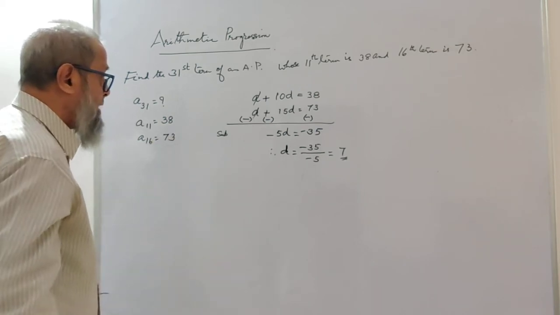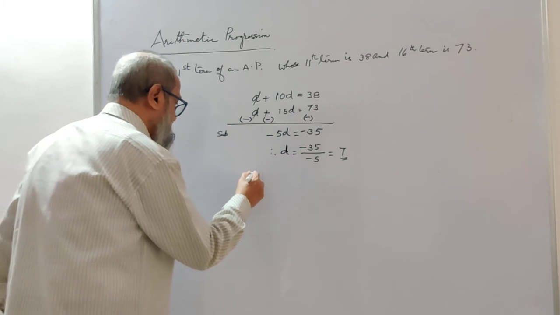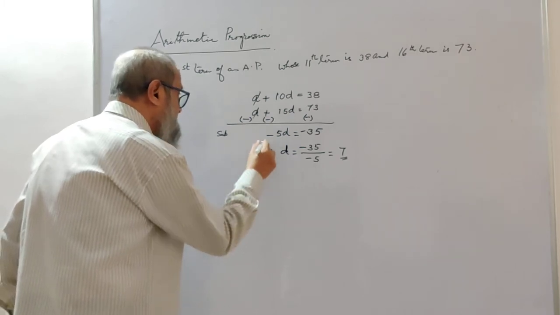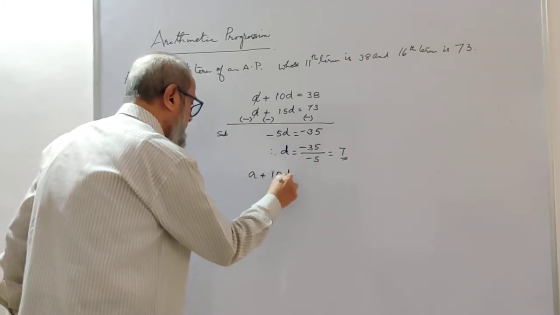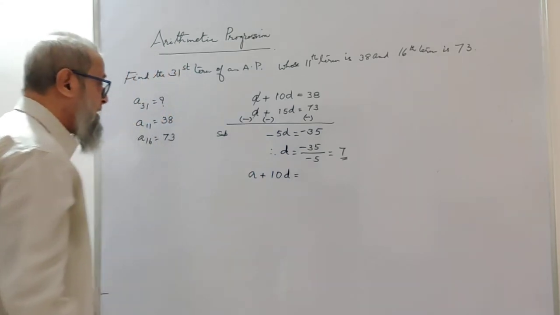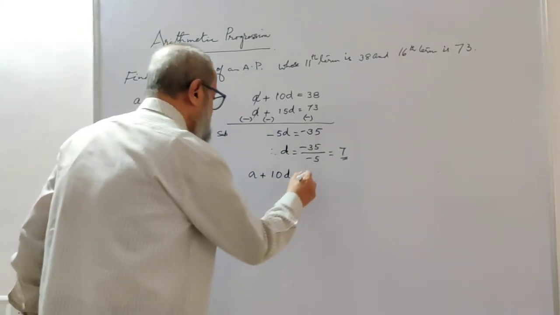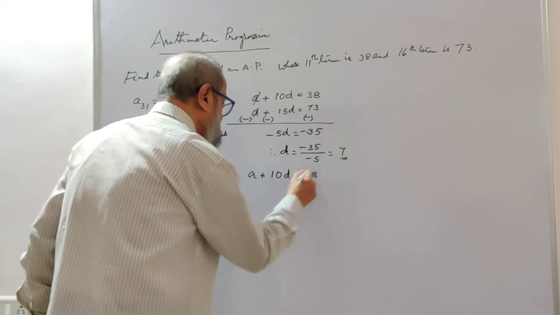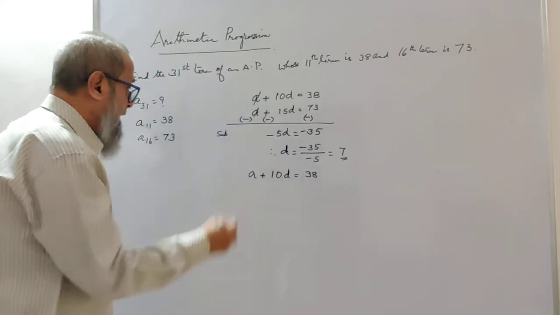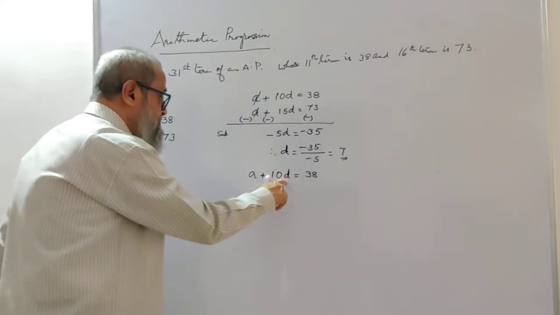Now, to get that, what I have to do is take one of the equations, any one, either the first one or the second one. So I am taking the first one. A plus 10D is 38. This is given in the problem. So in this equation, I will make a substitution for D.